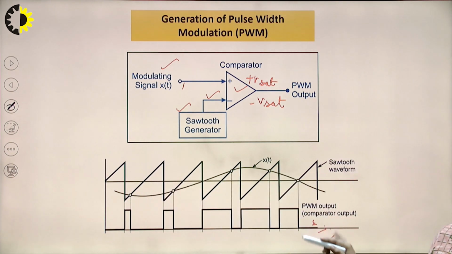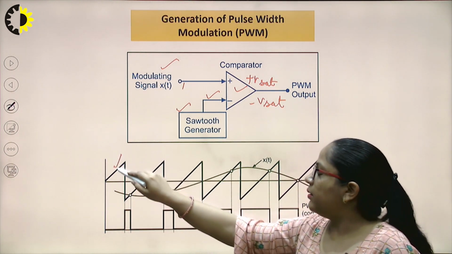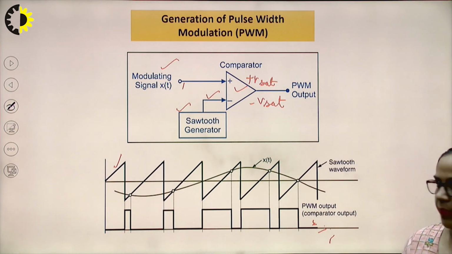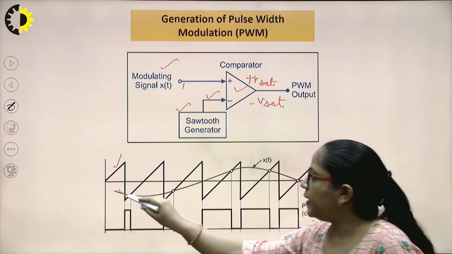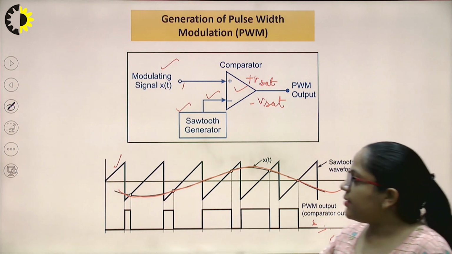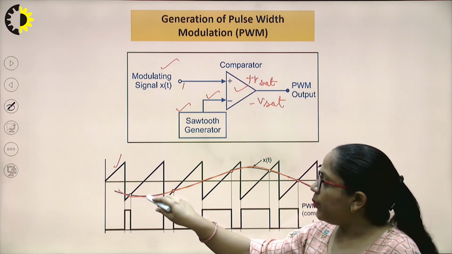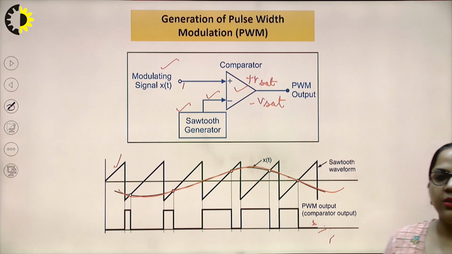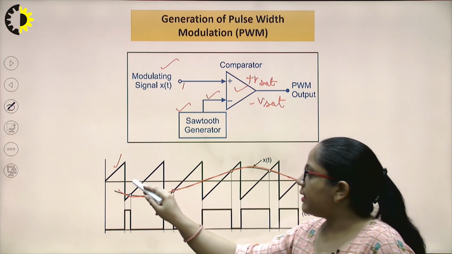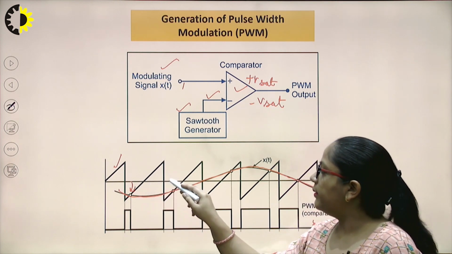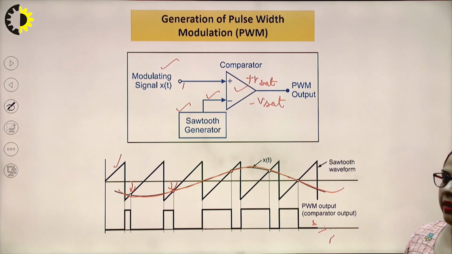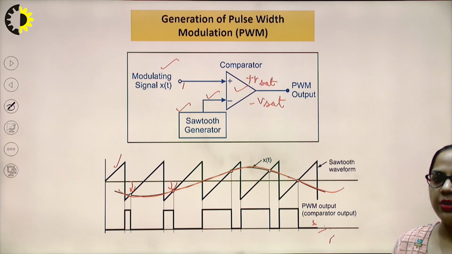Here we have the waveforms. This is the ramp signal, or we can say in combination, what is this? This is a sawtooth waveform. Here we have our modulating signal, the information. So the comparison will take place wherever our modulating signal will cross the sawtooth waveform. Wherever the amplitude of the modulating signal is more than the amplitude of the sawtooth waveform, the output of the comparator will remain high for that much of duration.